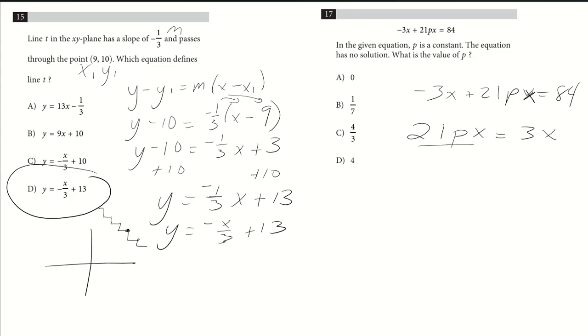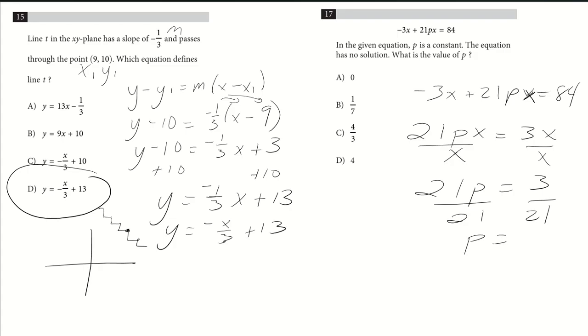Now I could move them together, but just for those who might need a little more scaffolding, I'm going to divide both sides by x first. Again, the inverse of multiplication is division. That's going to give me 21p equals 3. X divided by x is 1, and then 1 times 3 is 3. My last step, again, I'm going to do division.